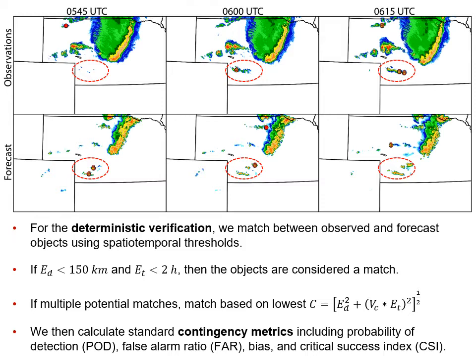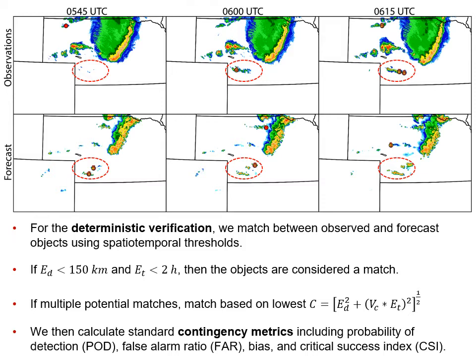For the deterministic verification, we would match between these specific observed and forecast objects based on spatial temporal thresholds. So if the potential object pairs are less than 150 kilometers apart and their initiation time is less than 2 hours apart, then we consider them a match. We picked these thresholds to represent sort of the subjective limits of a successful forecast. If there are multiple potential matches, we calculate this composite error, which basically combines distance error and timing error into a single metric, and then we would match the pair that has the lowest composite error.